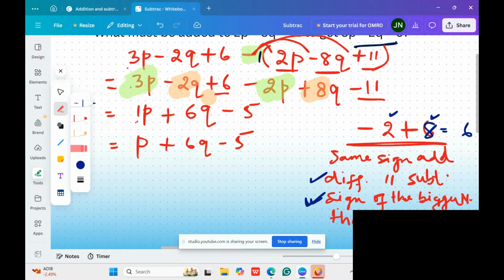अभी थर्ड रो पे चलो. साइन ऑफ द बिगर नंबर, विच नंबर इज बिग, 2 और 8? आई एम सेइंग बिगर नंबर मीन्स एब्सोल्यूट वैल्यू. 2 ज्यादा है या 8 ज्यादा है? कौन सा वैल्यू ज्यादा है? Obviously 8 is more, so we will put the sign of bigger number, which is plus 6. Okay, so it is plus 6, not minus 6.